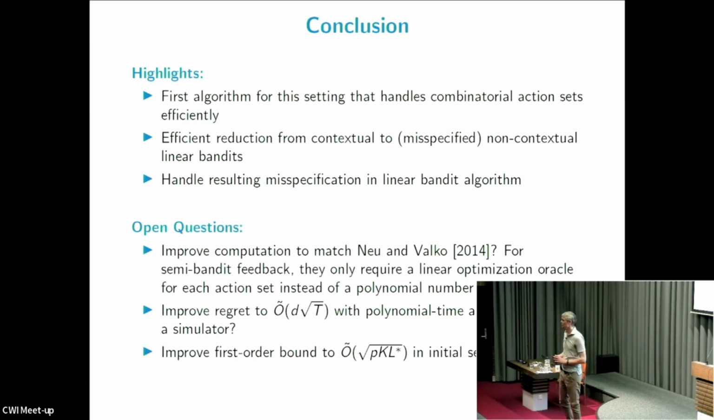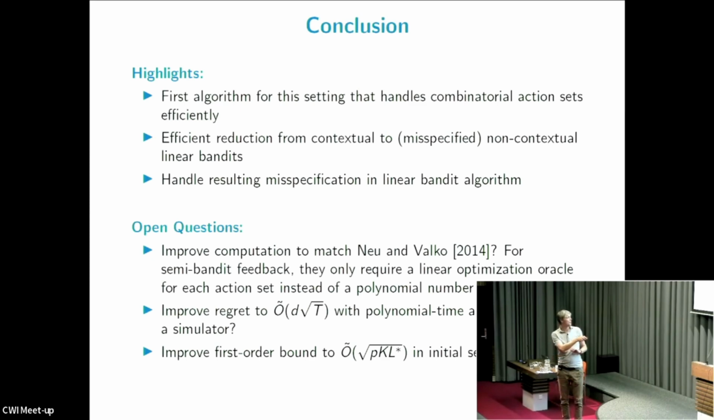There are many open questions. For example, here the feedback model is this bandit feedback, but in a semi-bandit feedback model, there's work that says we can deal with a weaker oracle. Instead of counting the number of constraints of the action sets, if you just have a linear optimization oracle for each action set, that's enough. Under the stronger feedback model, maybe it would be enough in this model as well, but we don't know.